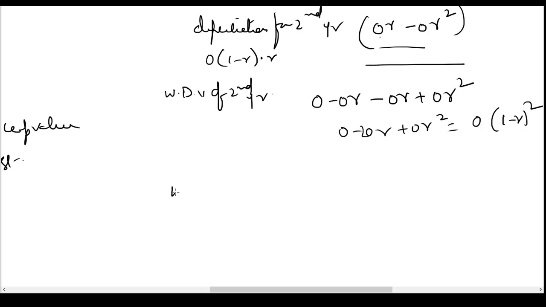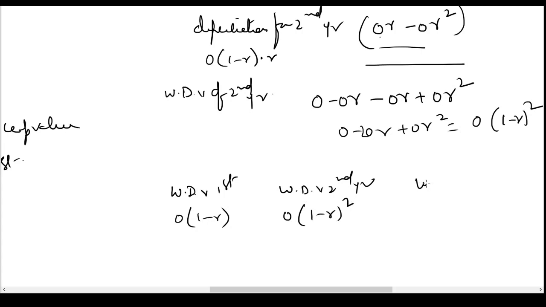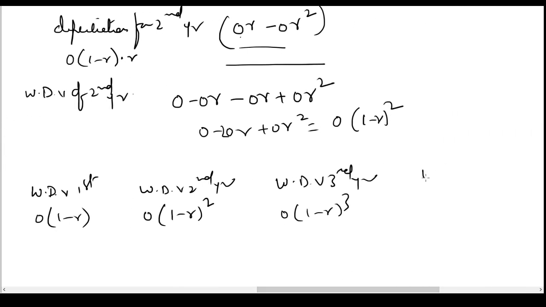So WDV at the end of the second year becomes O into 1 minus R whole square. So we can compare here. WDV of the first year was O into 1 minus R. WDV of the second year was O into 1 minus R whole square. Similarly, WDV of the third year would be O into 1 minus R whole cube. And WDV of the nth year, that is the end of the life of the asset, would be O into 1 minus R whole power n.